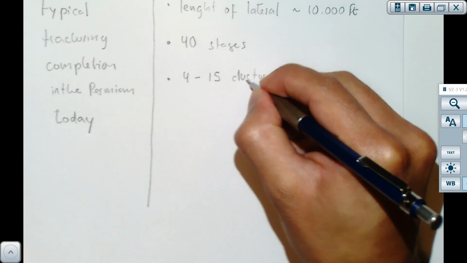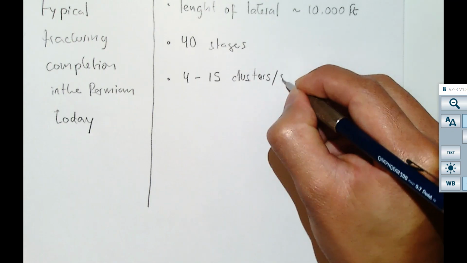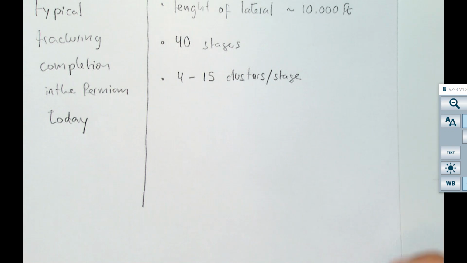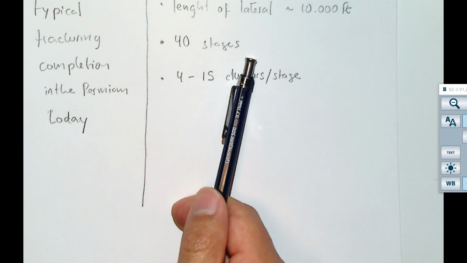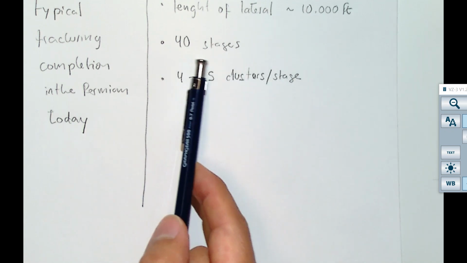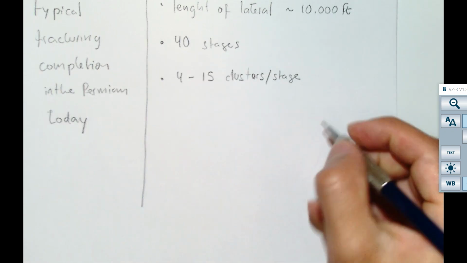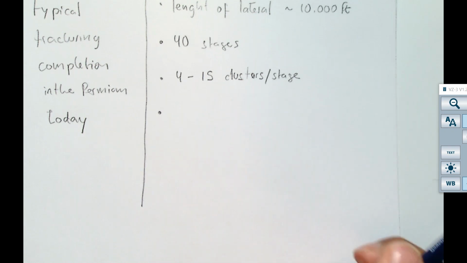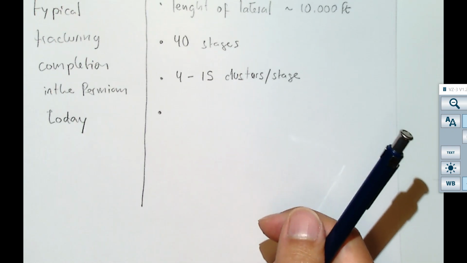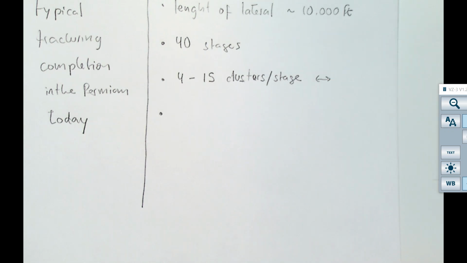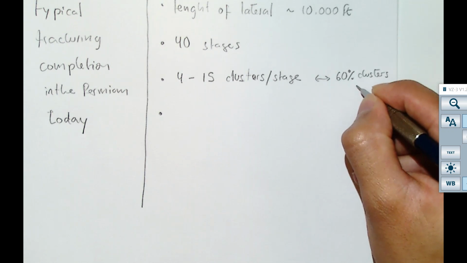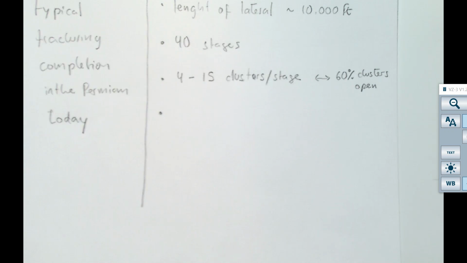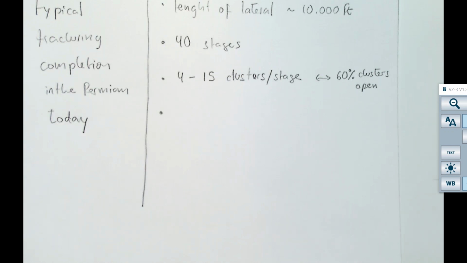All right. Clusters per stage. You can do the math here about the spacing between stages. I think if you divide this by that, it gives you like 250. And in each of those, you have 4 to 15 clusters. Data analysis shows that only about 60% of the clusters actually get open. 40% of those, as we saw before, because there may be fractures close to each other, never get a fracture in them.